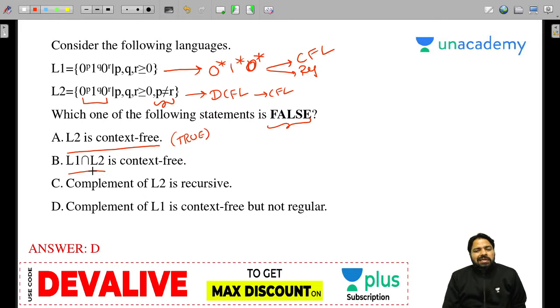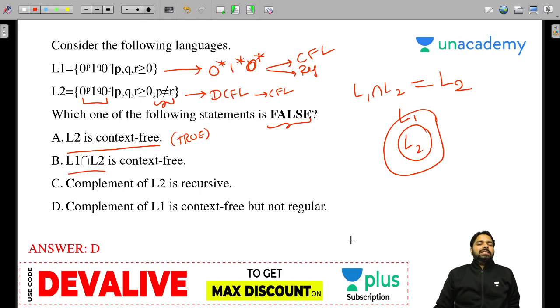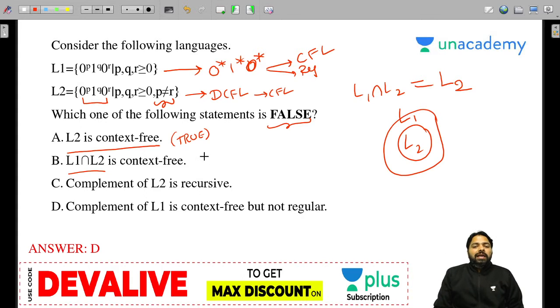And intersection, guys. When you apply the intersection of both of them, you will get L1 intersection L2. You will get L2 only, because L2 is inside L1, guys. Here L2 makes a relationship with L1, and this language is inside L1. Okay, so it is also true because L2 is already CFL.